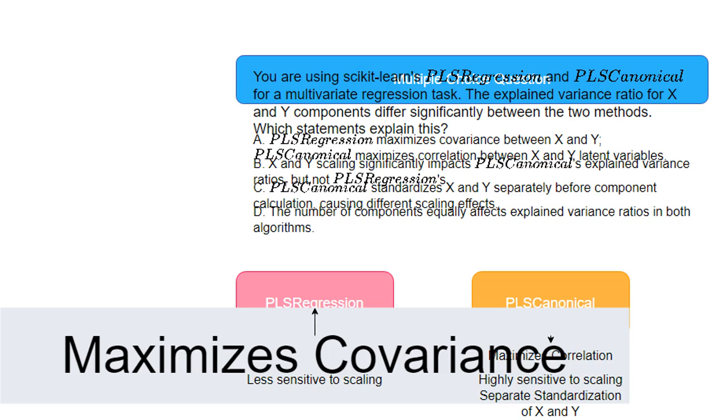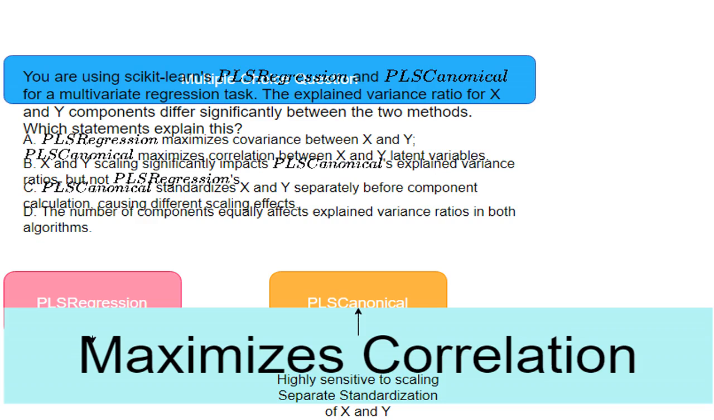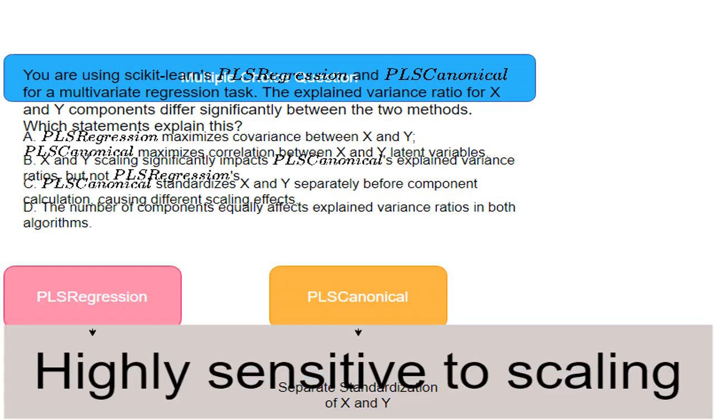This describes the core function of PLS regression. It aims to maximize the covariance, which measures the overall linear relationship between the predictors, X, and the responses, Y. This means changes in the scaling of X and Y won't significantly change the results of the PLS regression. This is the aim of PLSCanonical, to maximize the correlation between the latent variables derived from X and Y. Unlike PLS regression, the scaling of the X and Y data significantly affects the outcome of PLSCanonical.